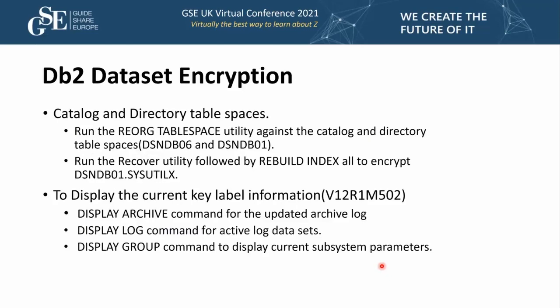For auditing or to display current key label information, you can use the DISPLAY ARCHIVE command, as it displays current key label information for archive log datasets that are in use, or you can use the DISPLAY LOG command, as it displays current key label information for current active log datasets. The REPORT TABLESPACESET utility also displays key labels associated with each catalog, directory, and user tablespace using the new SHOWKEYLABEL option.